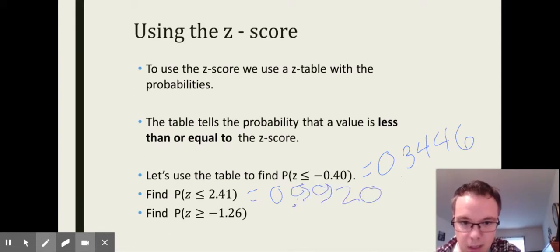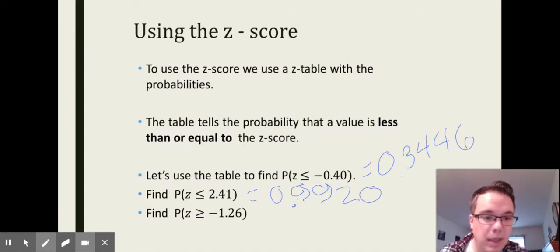0.9920. So again, we're trying to find the probability of something that is less than or equal to, and that is exactly what our table gives. So this is the probability that any data point is less than the z-score of 2.41.